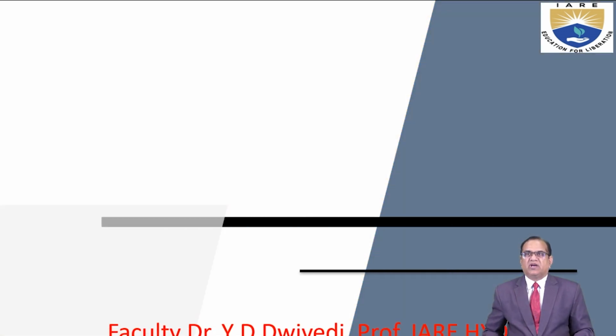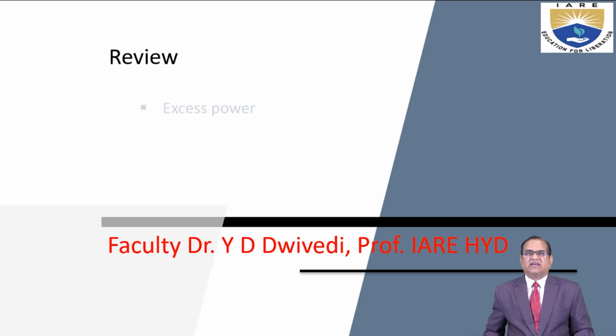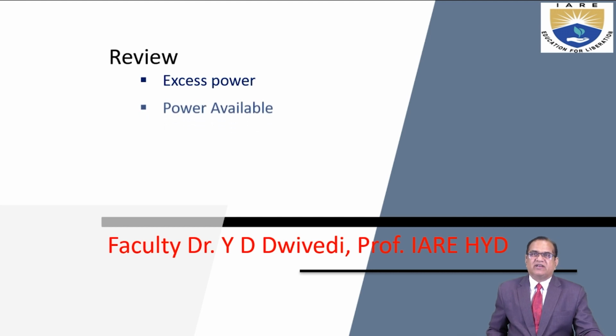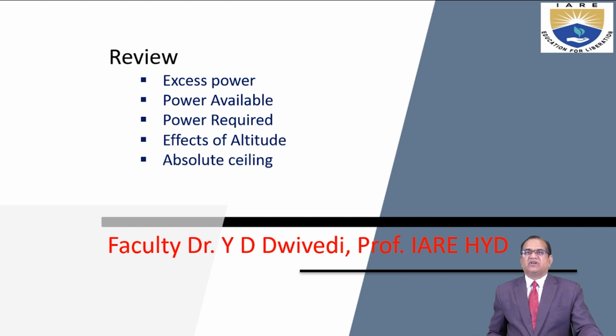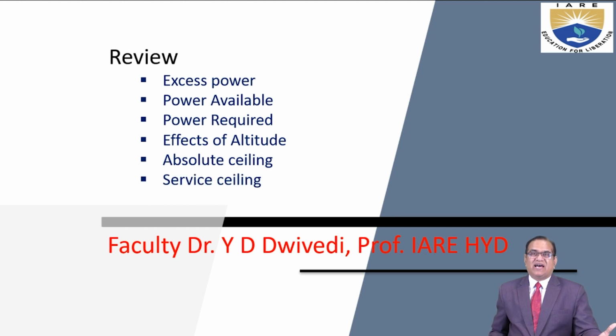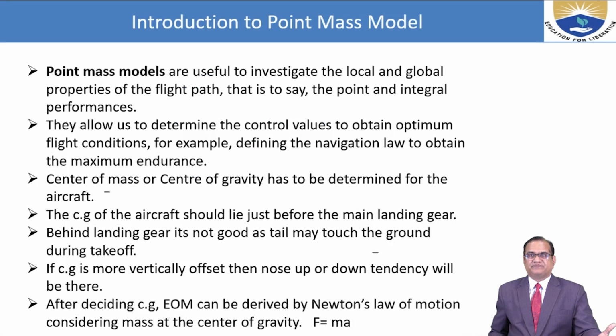In the previous class we discussed excess power, power available, power required, effect of altitude, and absolute ceiling. These things we have already done. In the last class we also discussed range and some other parameters of the aircraft, the range for the propeller aircraft and range for the jet aircraft. Also we have seen the absolute ceiling, effect of altitude, and many other things we have already covered.